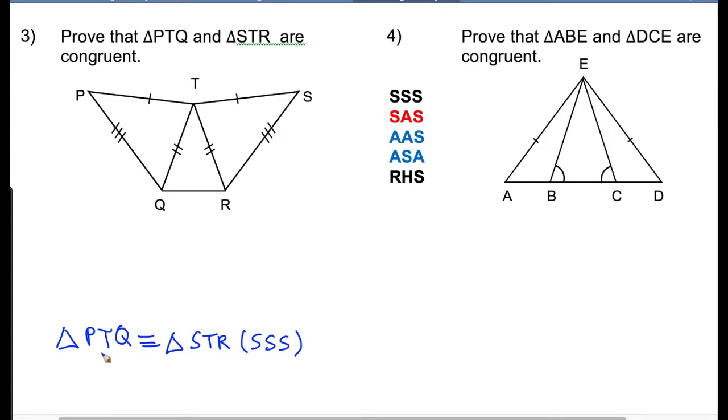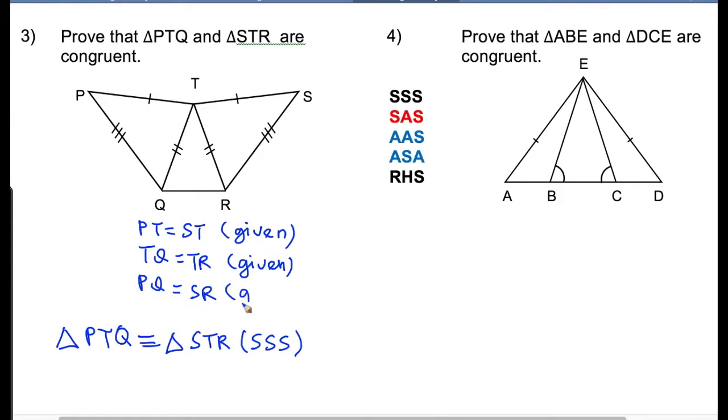And it is very easy to pick out the common sides. PT equals ST is given. Similarly, TQ equals TR. And finally, PQ equals SR. And this completes the proof.